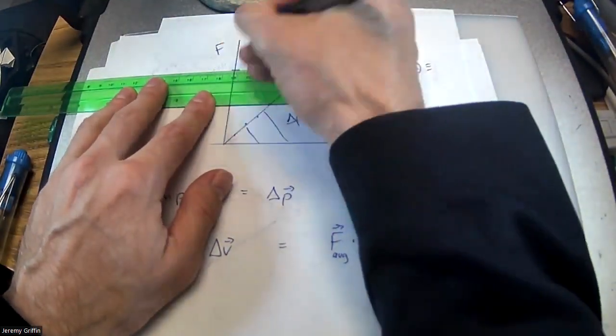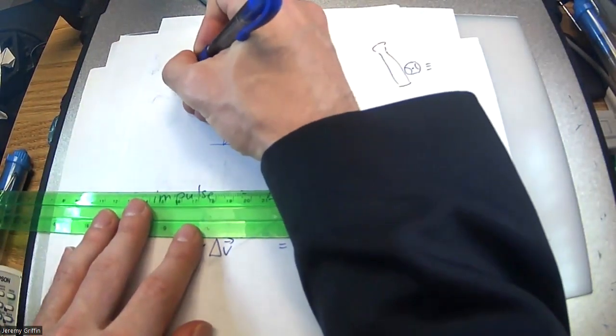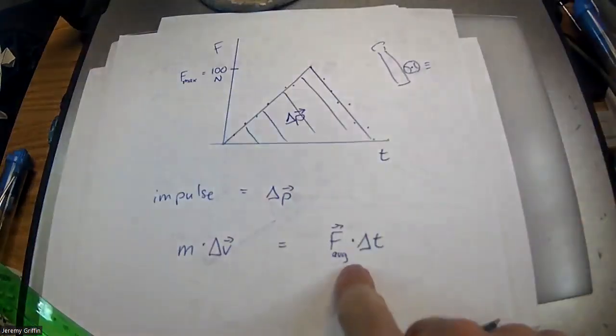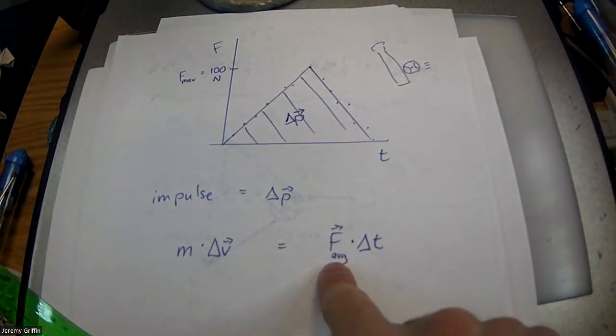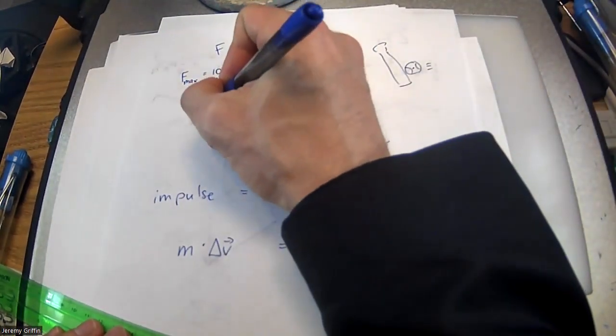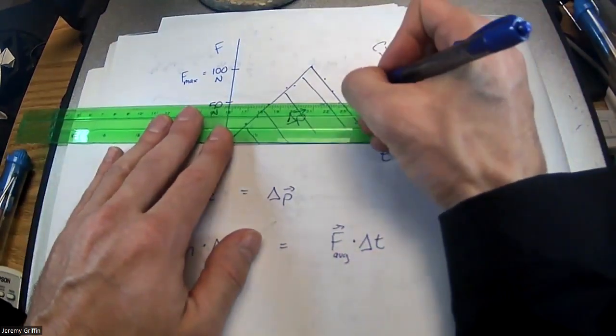Let's say the peak force here is like 100 newtons. Let's say F max is 100 newtons. Is that 100 newtons? No, this is how many newtons? 50, right? If it's a triangle shape, it would be half that. Triangle shape would be half that.